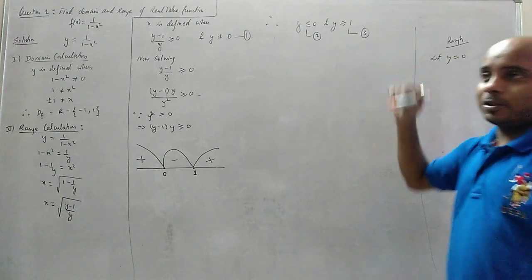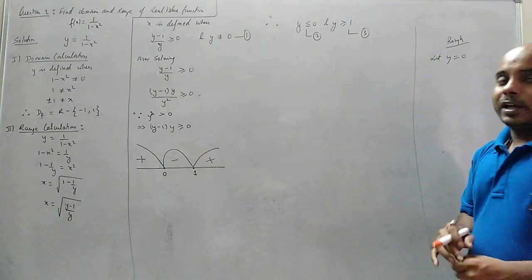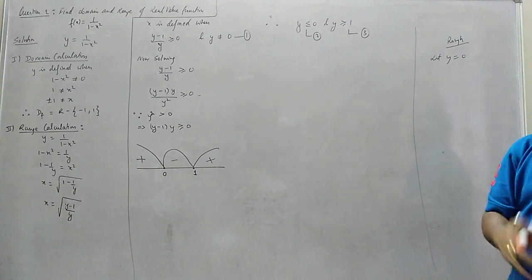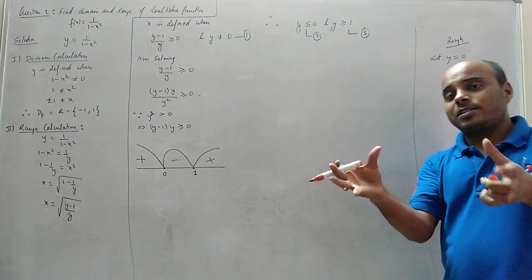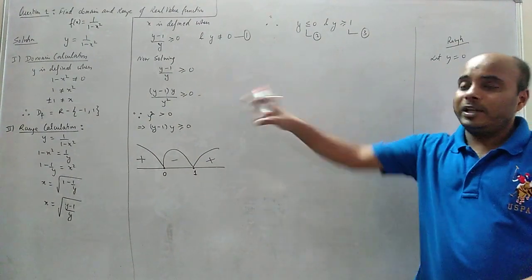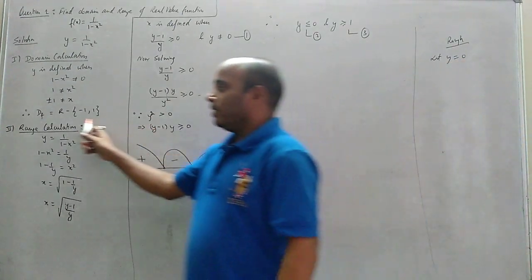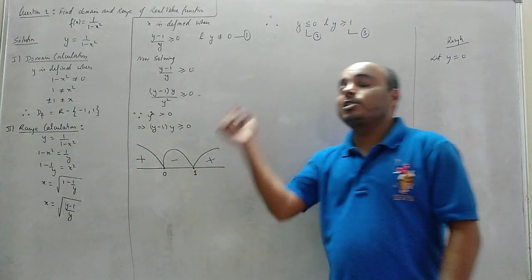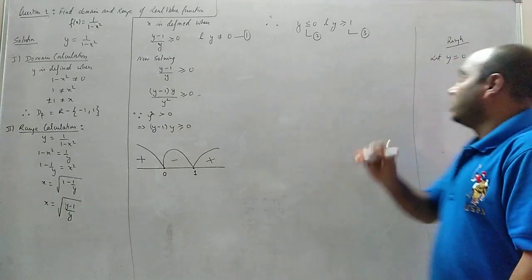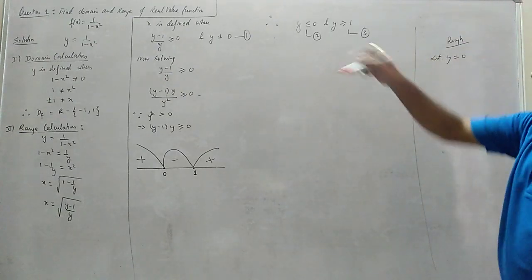y equals 0 may or may not be possible. Take y equals 0 and from y equals 0 get the value of x. If you get a value of x which belongs to the domain, which comes inside it, then y equals 0 is possible. If it does not belong to the domain, then y equals 0 is not possible. So y equals to 0. What is x?